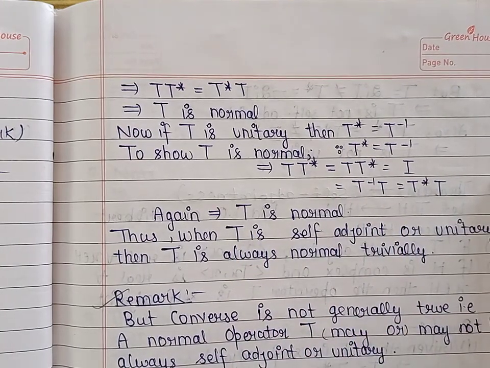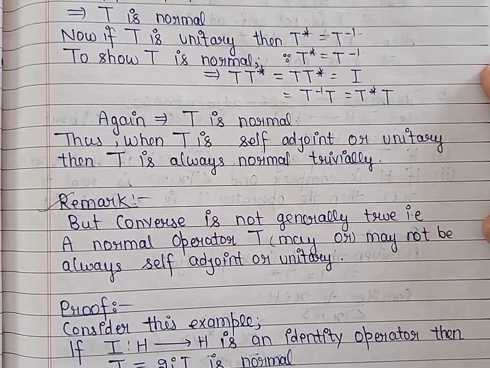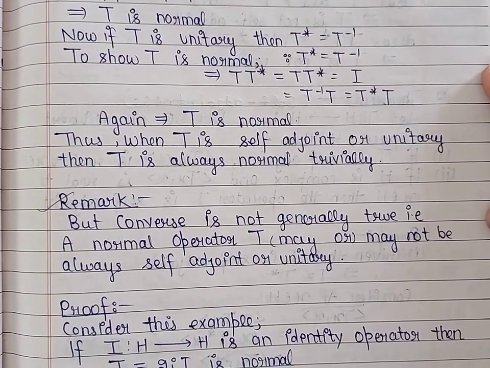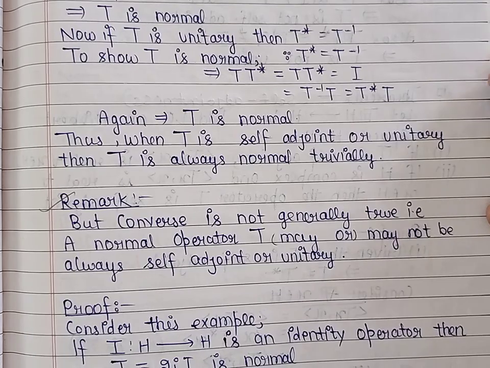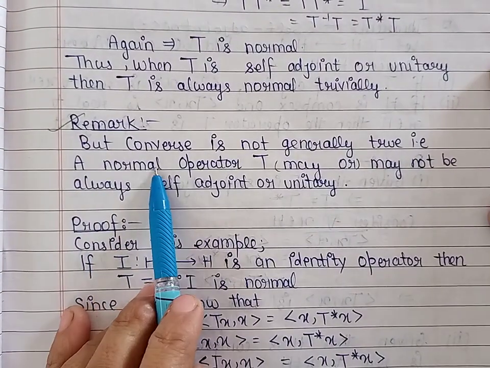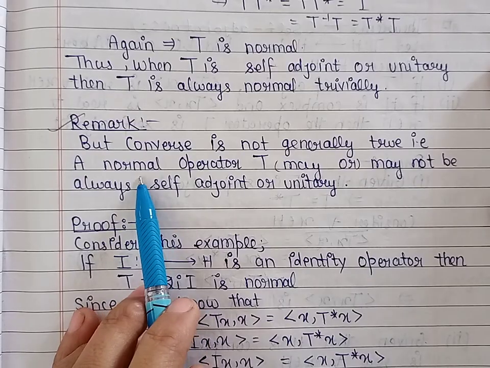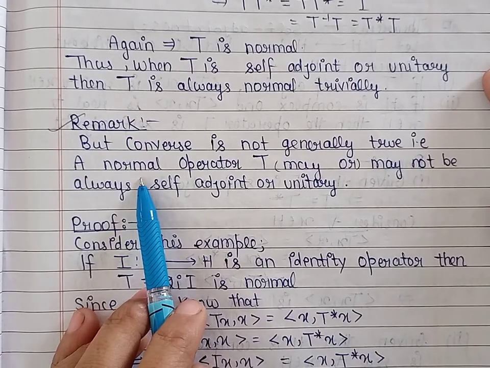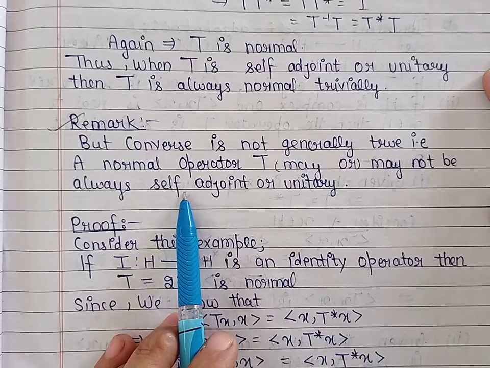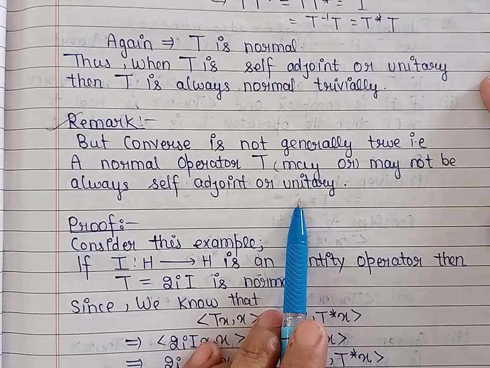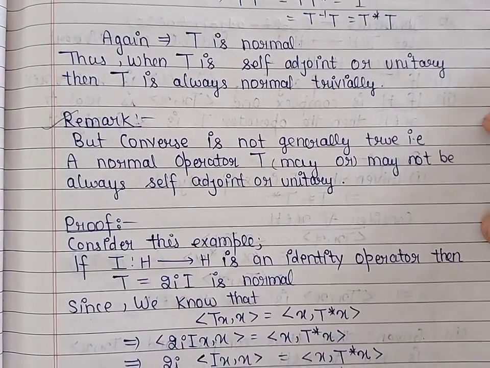Thus we have proved that if T is self-adjoint or unitary, then T is always normal. But the converse is not true in general. It means if an operator is a normal operator, then it need not be self-adjoint or unitary. Let us see an example to show this.